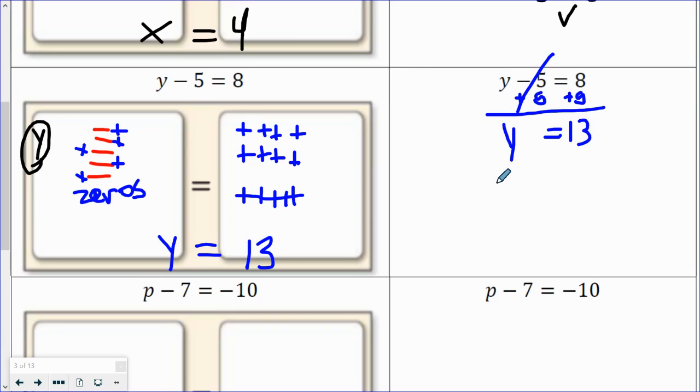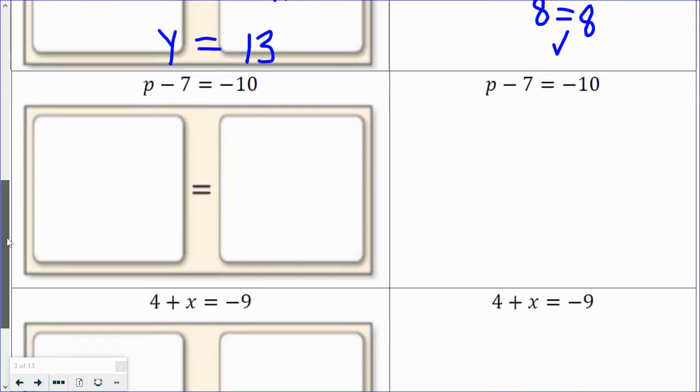Okay, so now my job is to check my work. I gotta take 13 minus 5. Use my number line again, start at 13, take 5 hops backwards. I end up where? I end up at 8. So does 8 equal 8? Yes, it does. So we give it a big check mark because this solution is true.